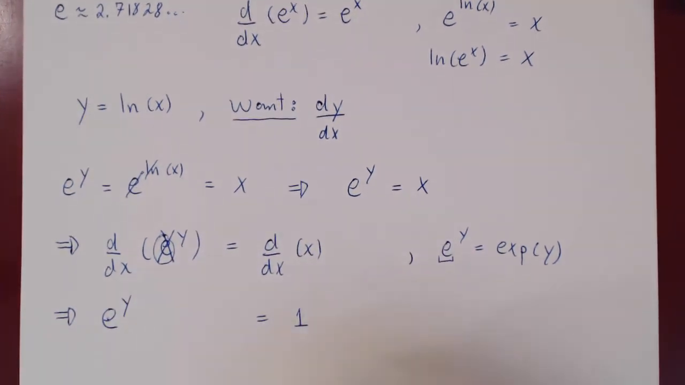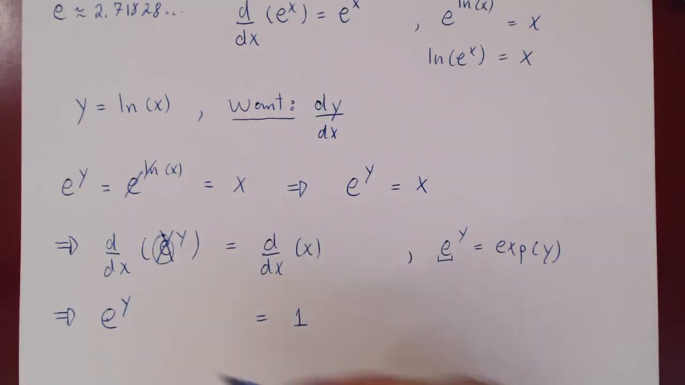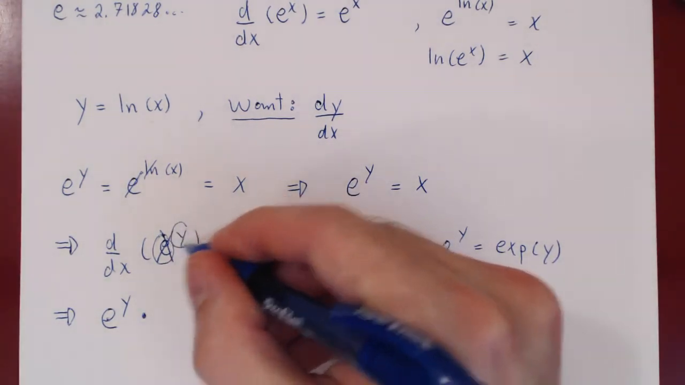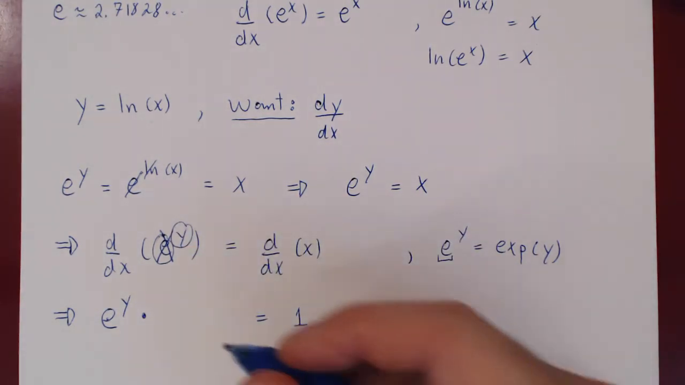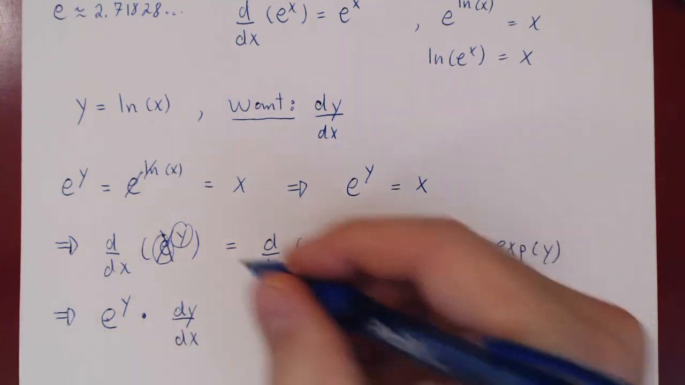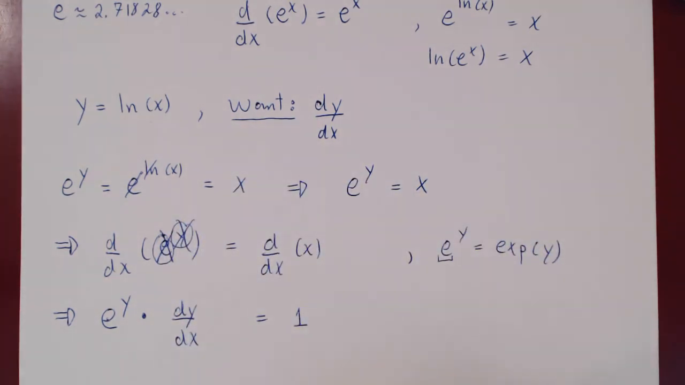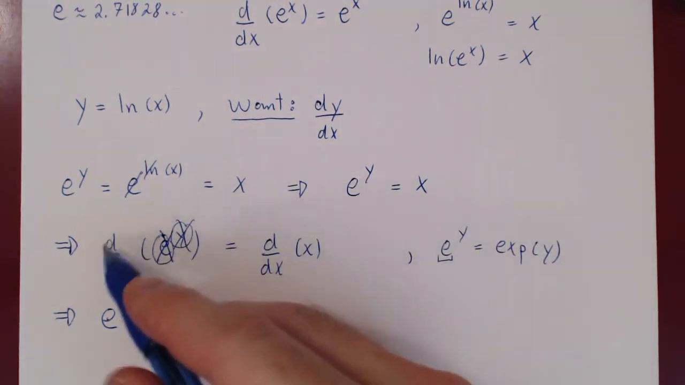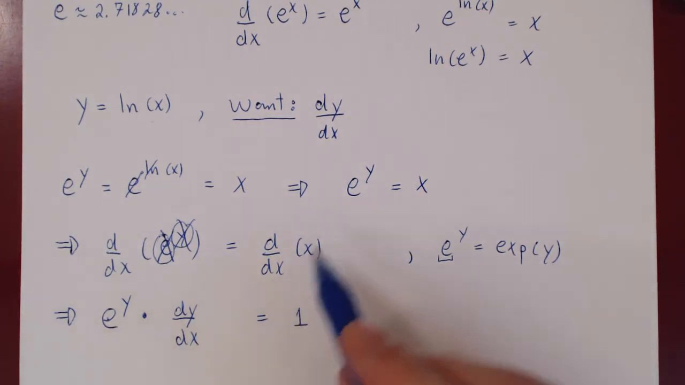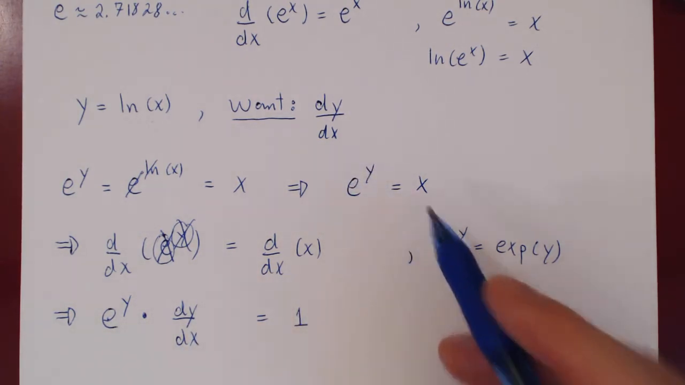But there's still a y left over here. And by the chain rule, we have to multiply what we have so far by the derivative of what's left over. What's left over is y, so we have dy over dx. And now we're done with the derivative of e to the y with respect to x. It's just e to the y times dy over dx. But now we can simplify a little more. E to the y, we know is equal to x.